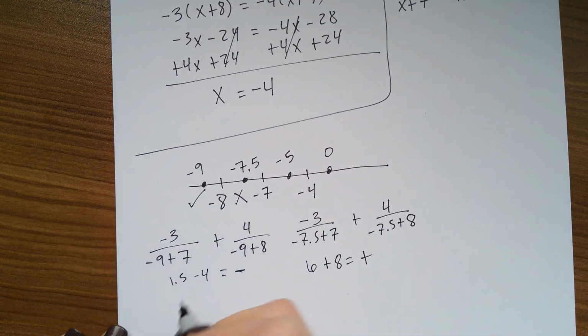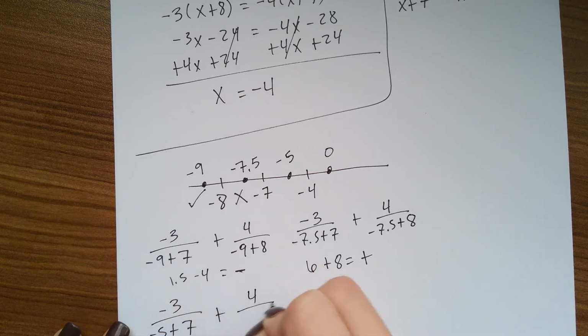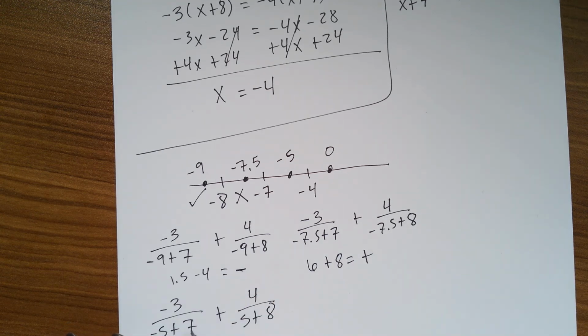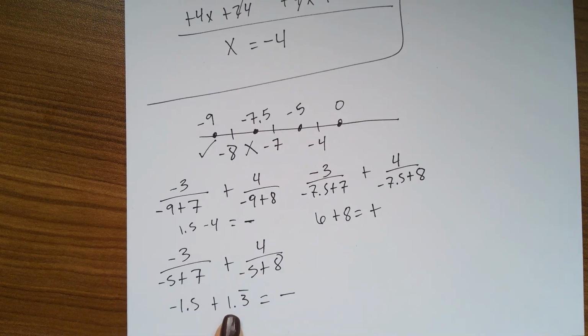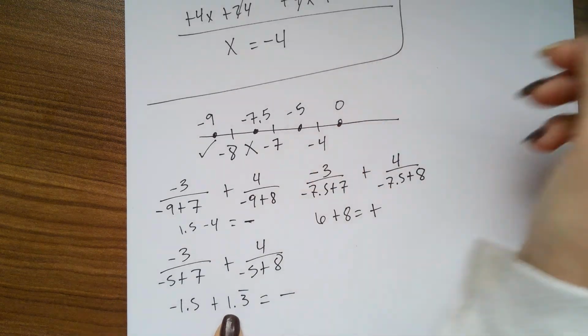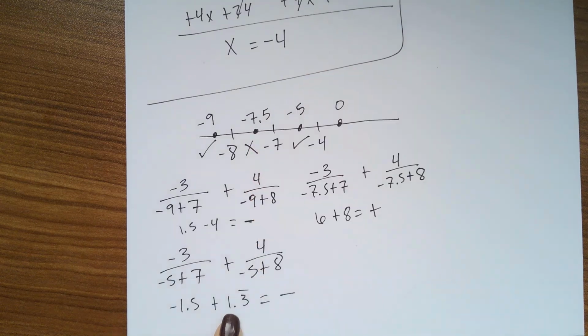And now, negative 5. So negative 3 over negative 5 plus 7 plus 4 over negative 5 plus 8. Negative 5 plus 7 is 2. Negative 3 over 2 is negative 1.5. Negative 5 plus 8 is positive 3. So plus 4 over 3 is 1 and 1/3, so this would be 1.33 repeated. But negative 1.5 plus 1.33 would still give me a negative value, which is what I'm looking for, so I know that interval would be in my solution.